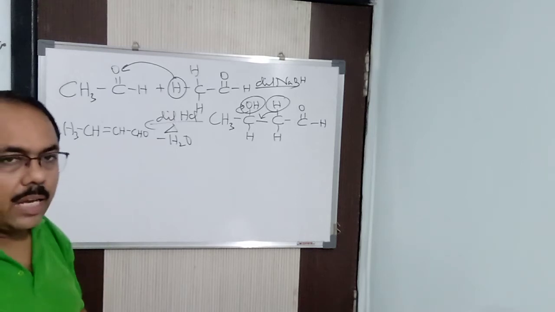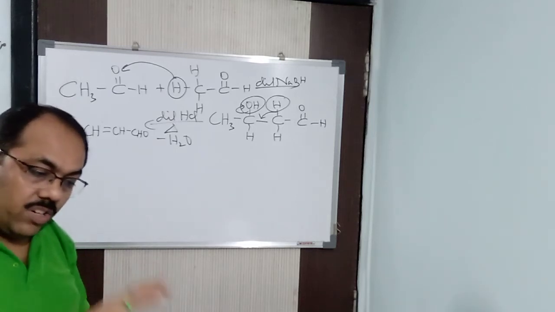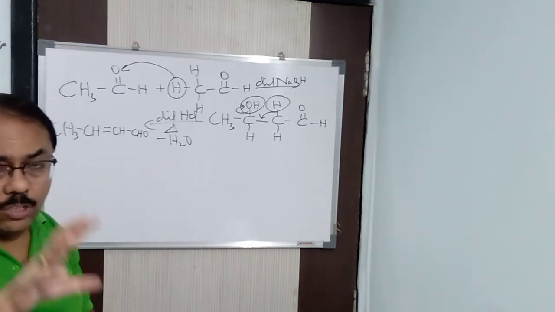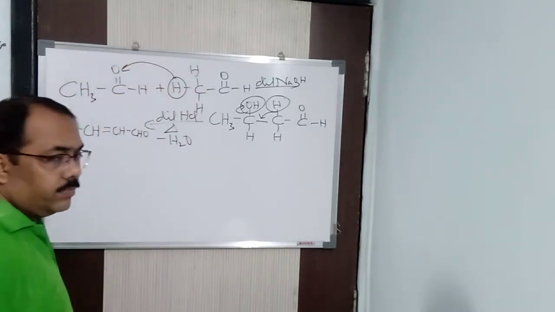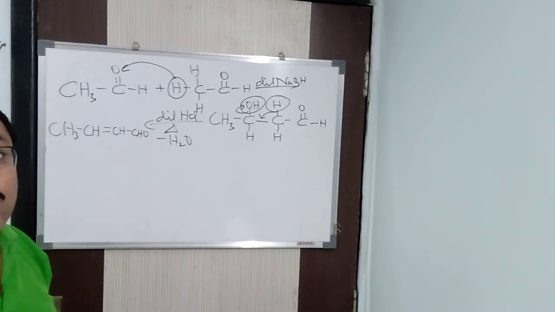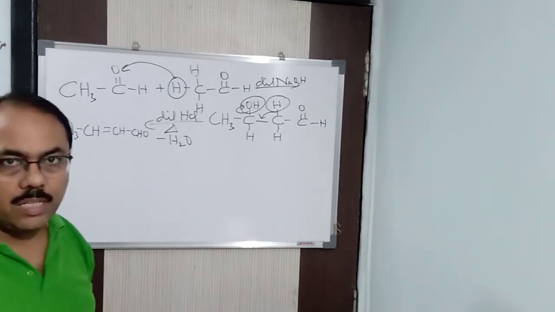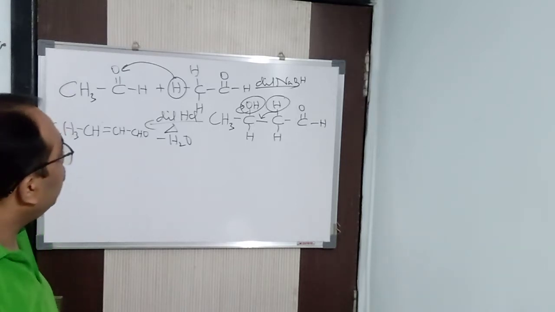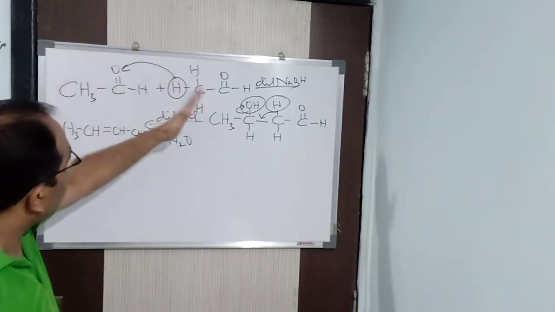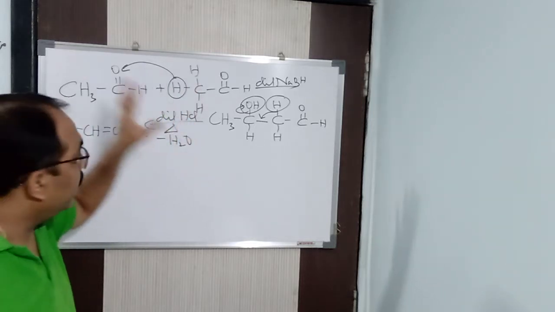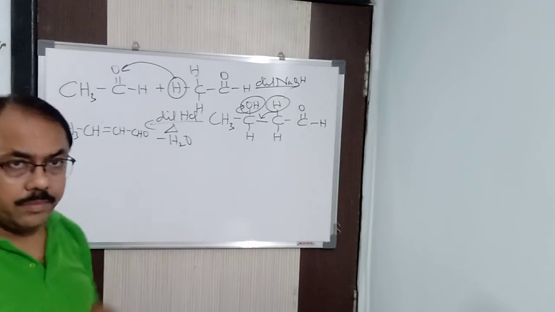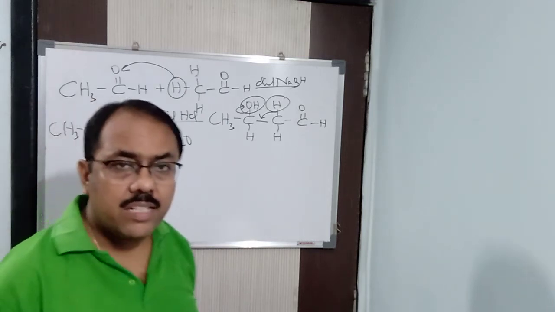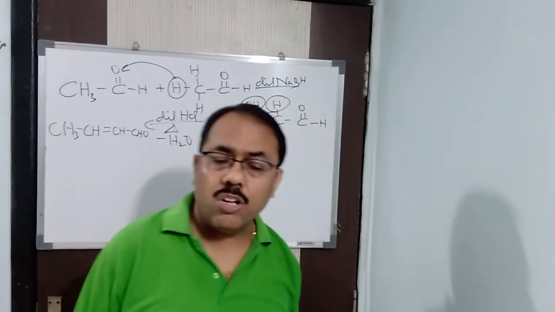But if you are taking two different aldehydes, or two different ketones, or suppose you are taking two compounds in which one compound has alpha hydrogen and the other does not, then that is called crossed aldol condensation. Again I repeat, suppose you have taken two different aldehydes. Here I have taken two same aldehydes, acetaldehyde, but now I am taking two different aldehydes. Suppose I am taking formaldehyde and acetaldehyde, or benzaldehyde and acetaldehyde. It can be done in crossed aldol condensation.